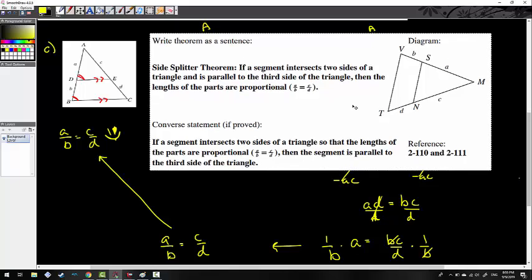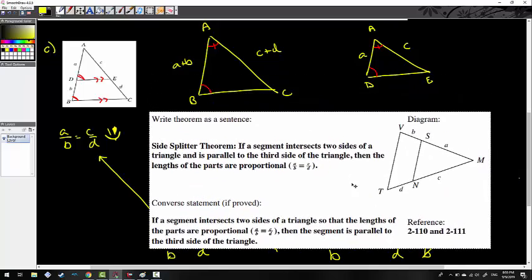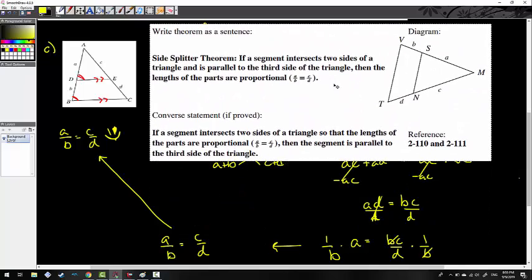Okay? So it says, if a segment intersects two sides of a triangle and is parallel to the third side, right? So we have that here. I apologize for the wavy motion of this. Intersects two sides of a triangle and is parallel to the third side, right? So we qualify both. We are intersecting two sides of the triangle, we are parallel to the third side, then we can say that the lengths of the parts are proportional. A over B is to C over D. So that's where the side-splitter theorem comes from.